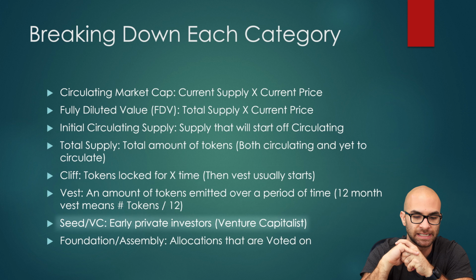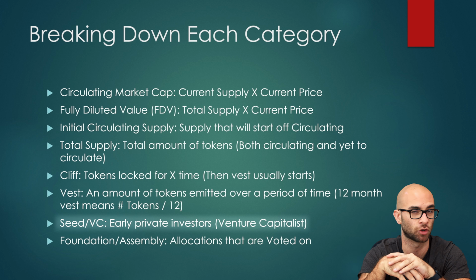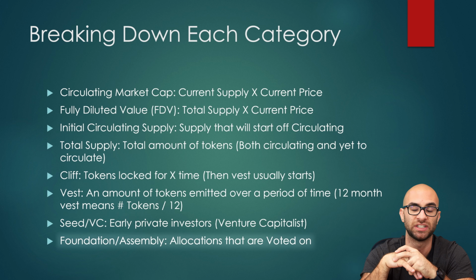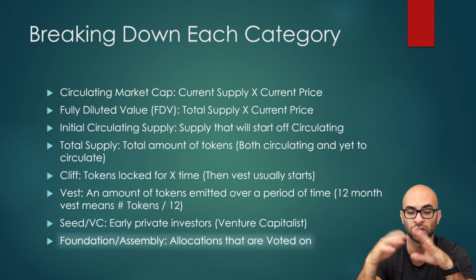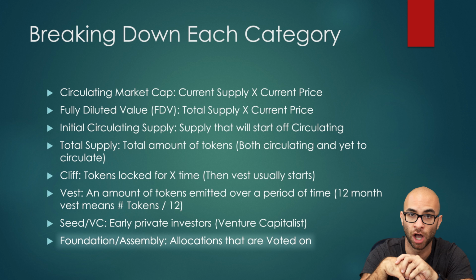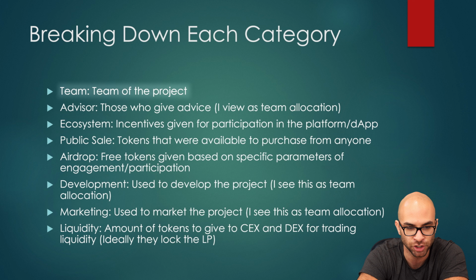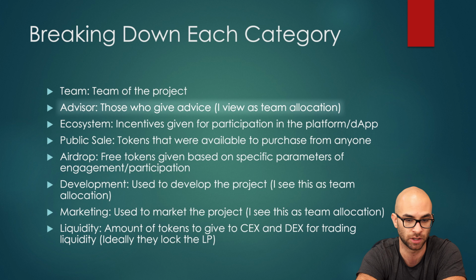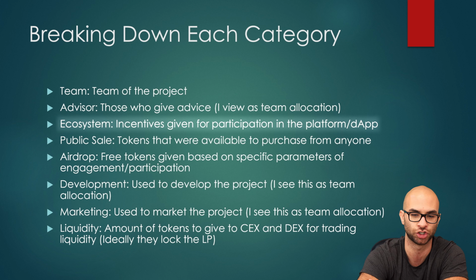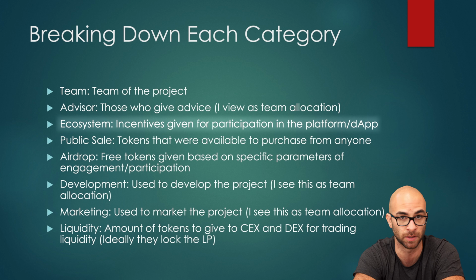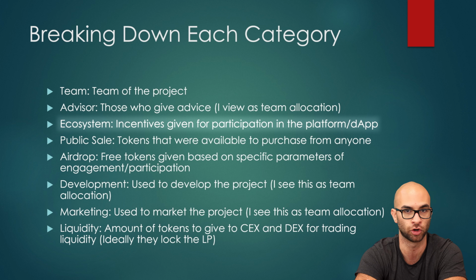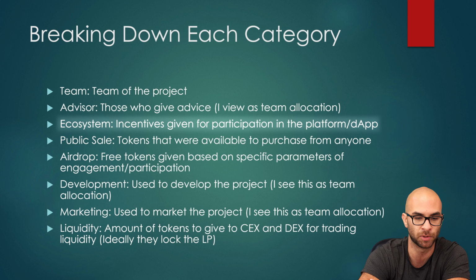If you ever see VC or seed, it means that they were early investors or venture capitalists, accredited investors, that sort of thing. If you see foundation or assembly, it usually means that these allocations are voted on by the community or by some sort of foundation within a project. You then have team, which is the team of the project, advisors, those who give advice to the project. I view this as a team allocation. You then have ecosystem, which are generally incentives given for participation, such as having some sort of points program where the more you use the DApp, you're able to earn their token.